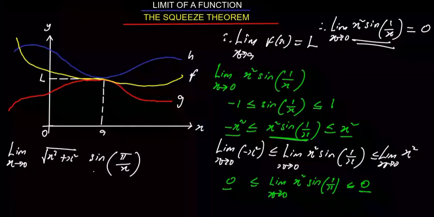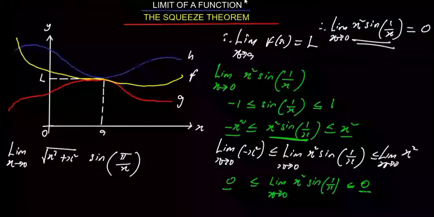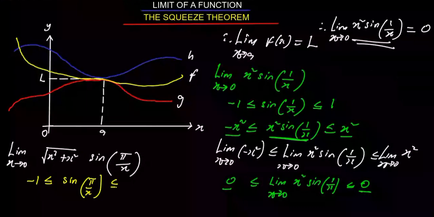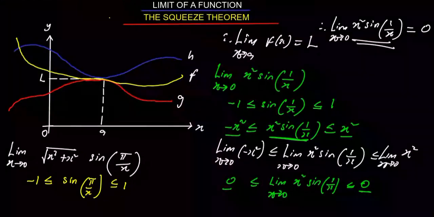So when you see something like this, of course, we make use of the squeeze principle. But firstly, start from the trigonometry. You start from the fact that sine has the minimum value of -1 and the maximum value of 1. Good. Now, from here, try to make the middle term just like the question you've been given.